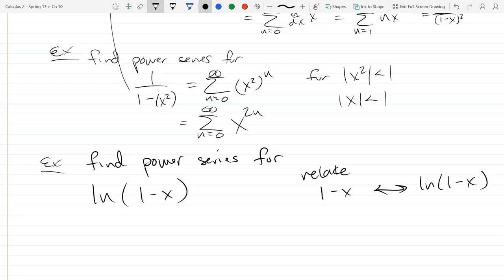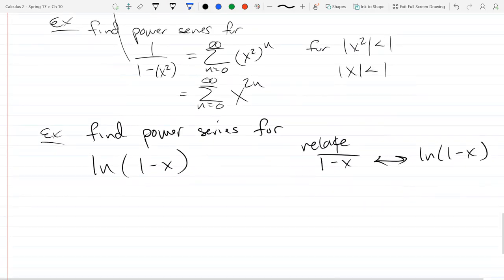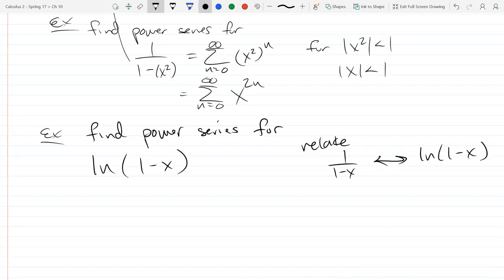Derivative. So let's take the derivative of which function? Which function should I take the derivative of? Ooh, it's 1 over 1 minus x, not 1 minus x. That was our big difference. Which function should I take a derivative of to get the other one? The ln 1 minus x. So let's take the derivative of the ln 1 minus x.